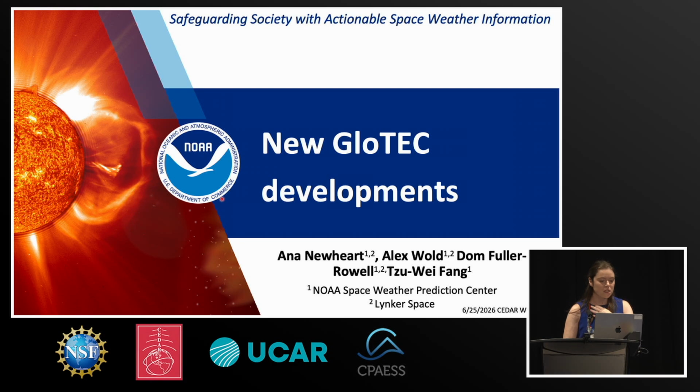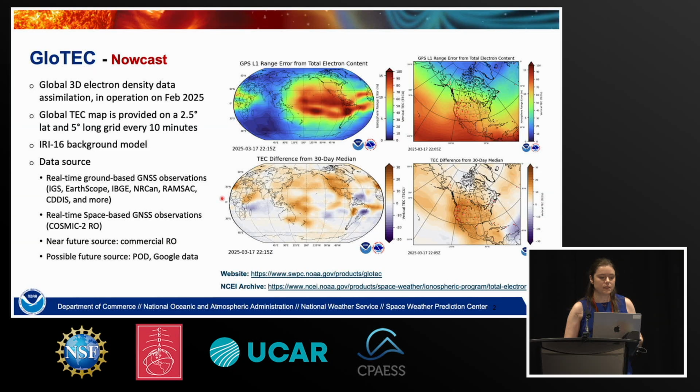I'm Anastasia Newhart. I'm a research scientist at NOAA SWPC, and I just want to give you a quick overview of some of the recent model developments we've done on our model, GLOTEC. GLOTEC is a data assimilation model. It runs an extended Kalman filter, and we use IRI as our background model. It does run a 3D electron density grid, though currently the only data products we're making public are the 2D results, since the full 3D results are still work in progress.